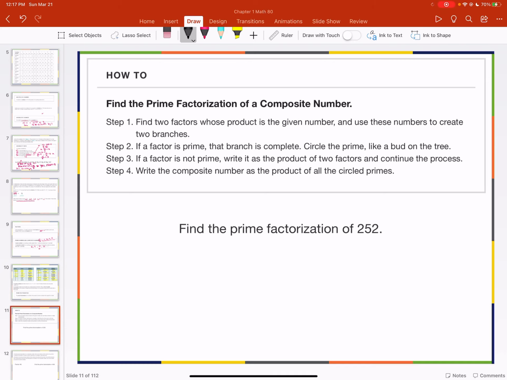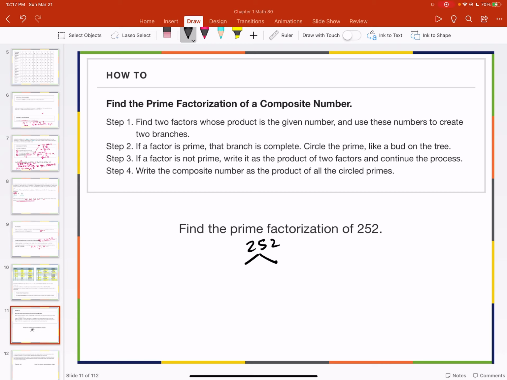I like the factor tree. It's nice. It's easily understood. So let's go ahead and do that. So, prime factorization of 252. The way that we do it, we create branches. So let's say we have 252 and we want to split this up. I already noticed that 252 is even, so I can divide that by 2.